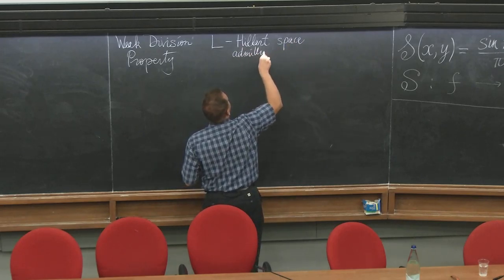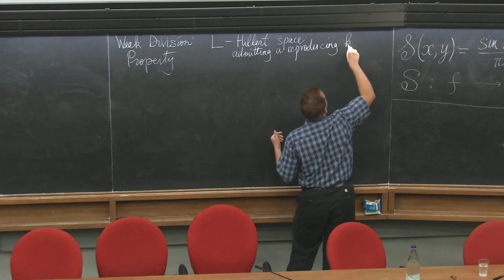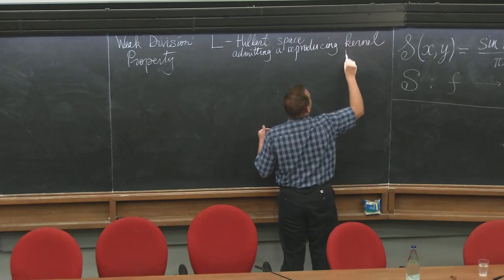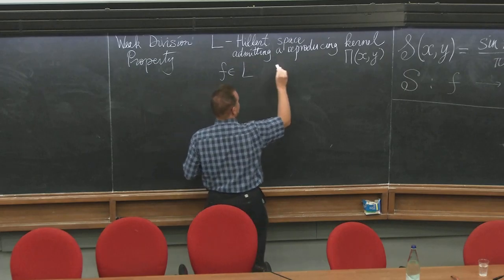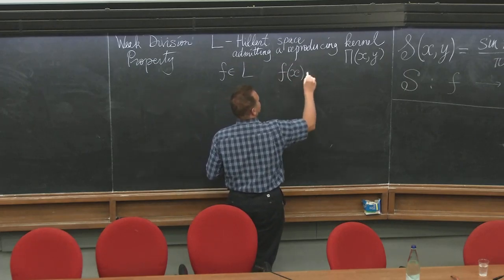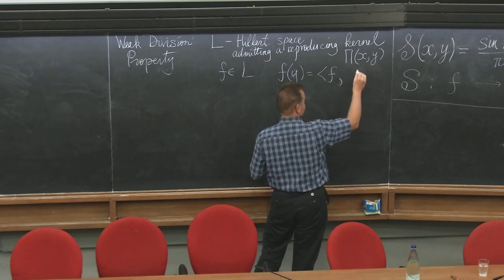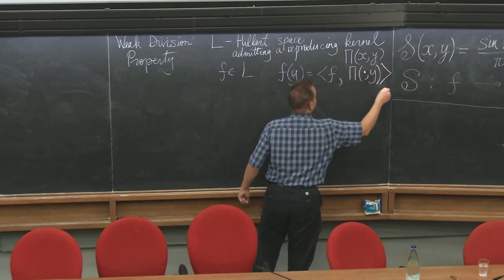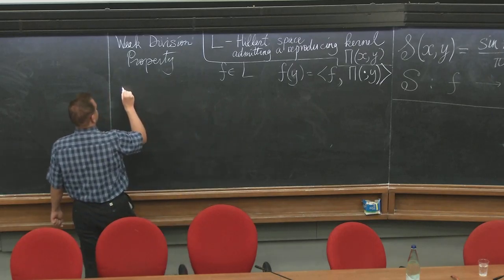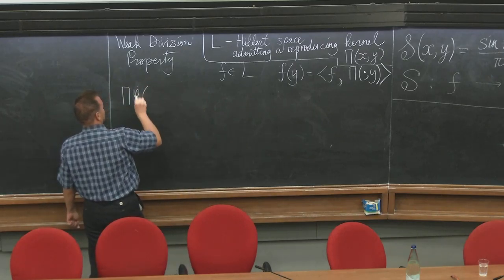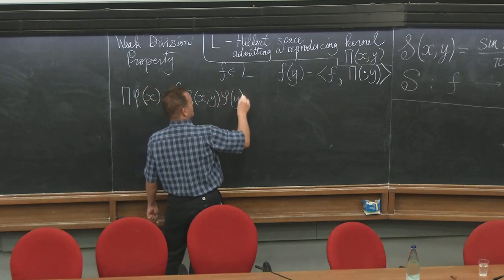What do I mean by a Hilbert space admitting a reproducing kernel? I mean that the value of a function at a point is given by the reproducing kernel, let's denote it pi of x, y. For f in L, the value of the function f at a point y is equal to the inner product of f and the reproducing kernel pi at y. In other words, this just means that the projection onto L is given by a kernel, a situation that we will consider: phi of x is the integral of pi of x, y, phi of y dy.